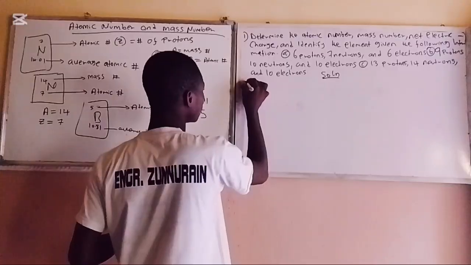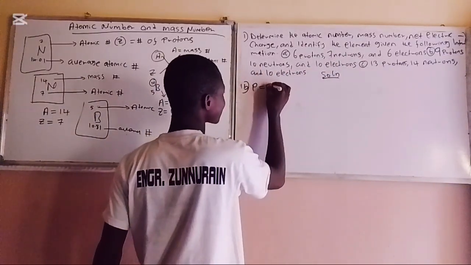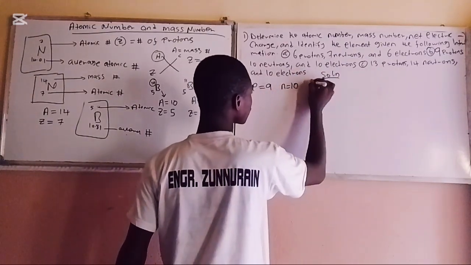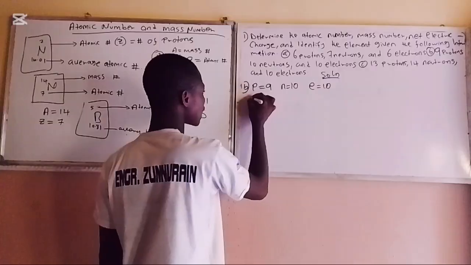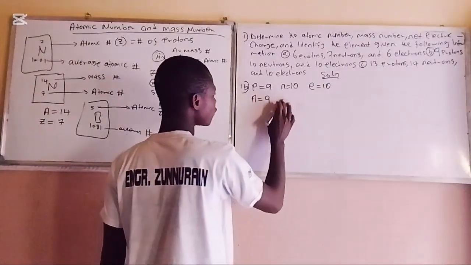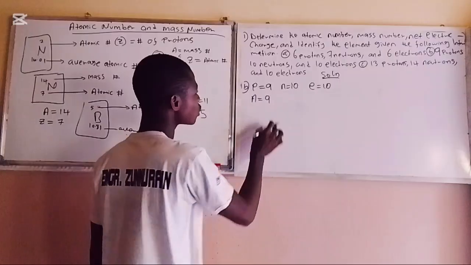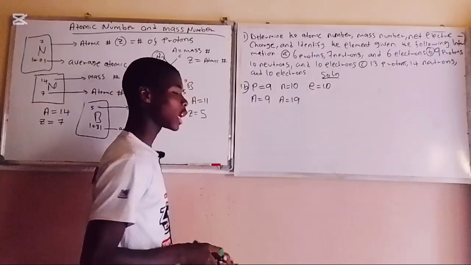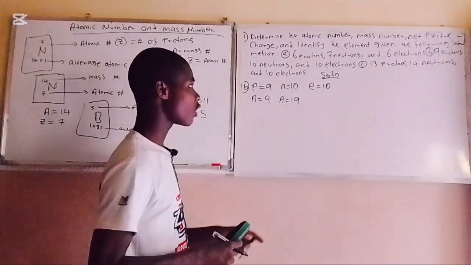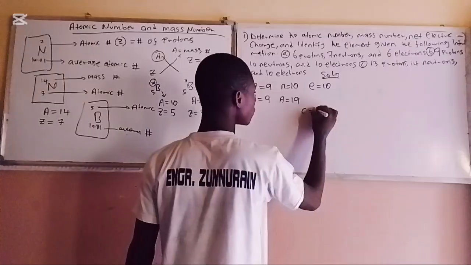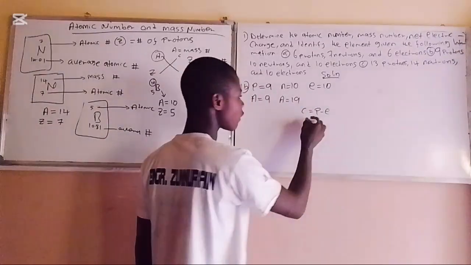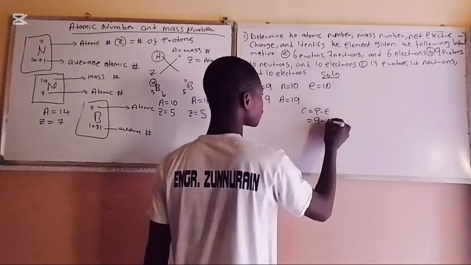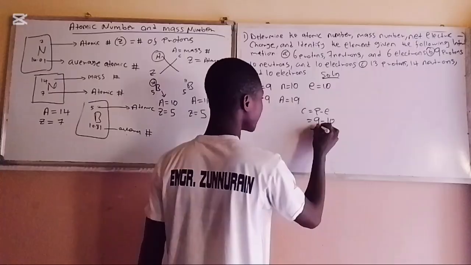we are given protons as 9, neutrons as 10, and electrons also as 10. We all know that the atomic number is the same as the number of protons, 9. To find the mass number, it is the summation of the number of protons and the number of neutrons, which gives us 19. Then the charge, which is P minus E, the number of protons minus the number of electrons, is 9 minus 10. This is negative 1.